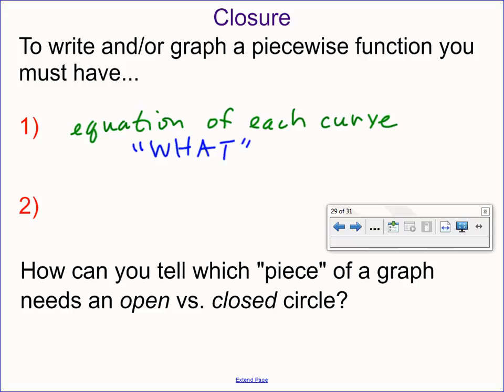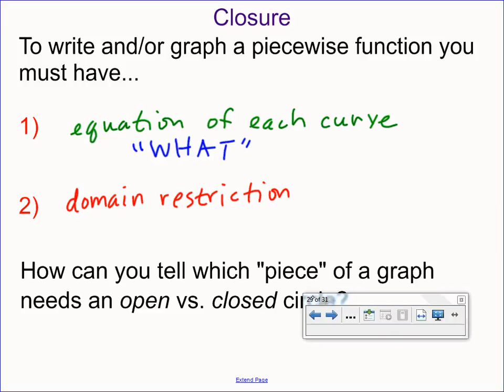And the second thing we need, Braden? The restrictions of the line. Yes. The domain restriction for each curve. That is where it applies. The window of x values which that piece is graphed upon. We'll call that the where. Window of x values for which that function rule applies.